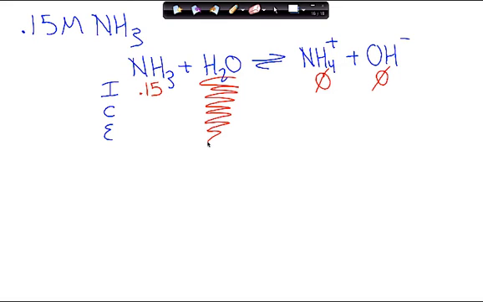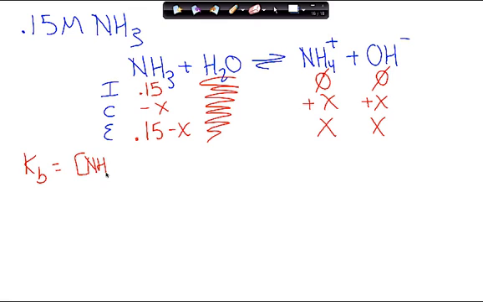So then, guys, just like before, this goes down by X. These go up by X. So this is 0.15 minus X. This is X. This is X. Let's look. So then, guys, when we write the Kb, we've got NH4, hydroxide, and NH3. But now, guys, to solve this, what do we need to know?